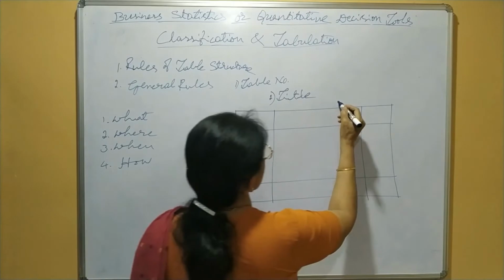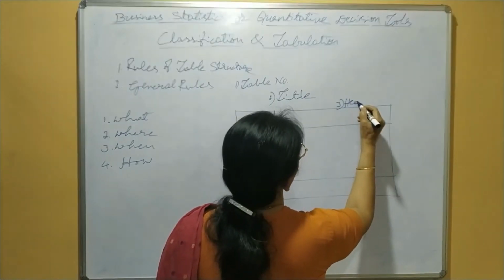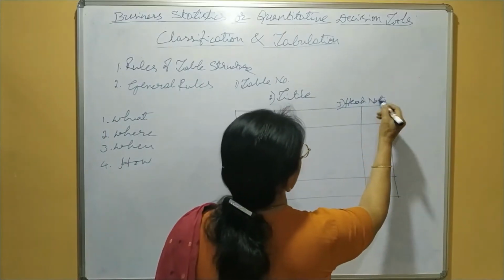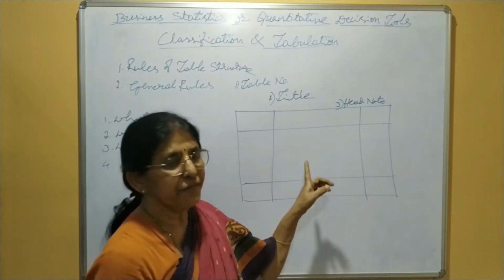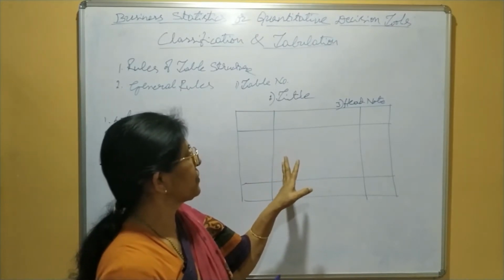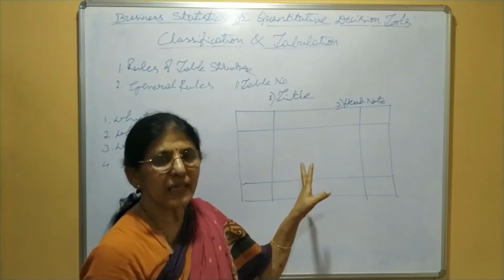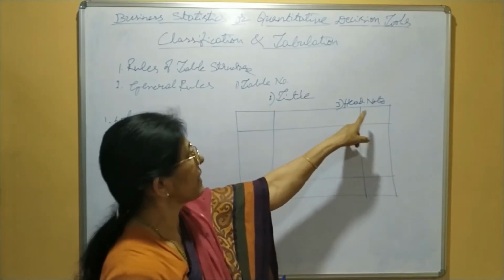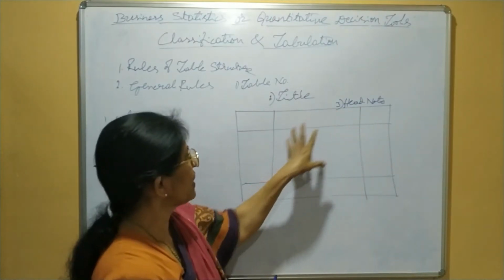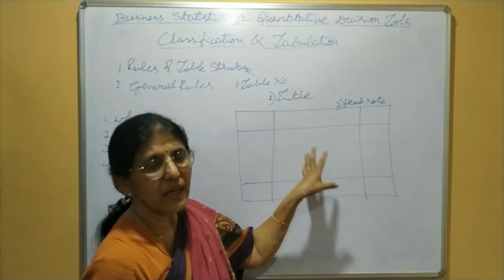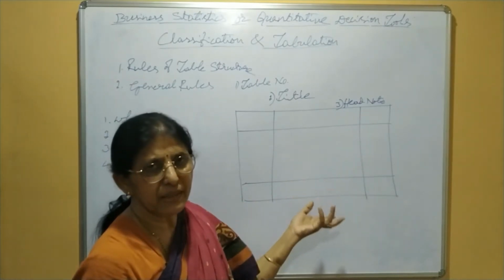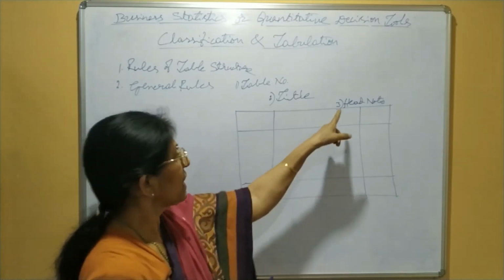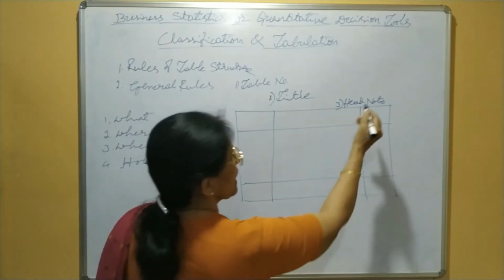Okay. Next, third one is head note. If it is desired to specify the special characteristic of all the figures in the body of the table, then it is given in the head note. Usually, unit of measurement of the data is given in the head note. It may be in millions, in crores, in tons, in kilograms, like that. It must be given above the table, right side.